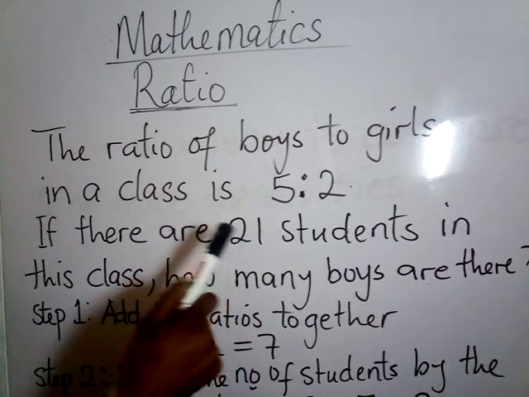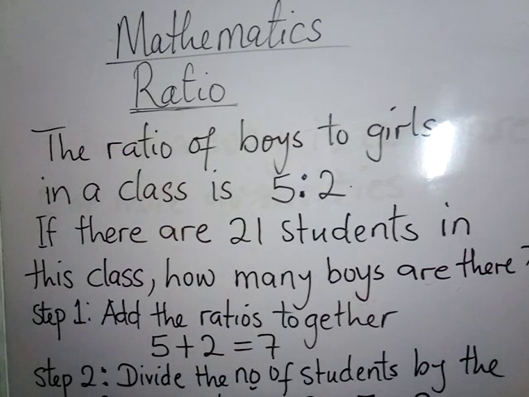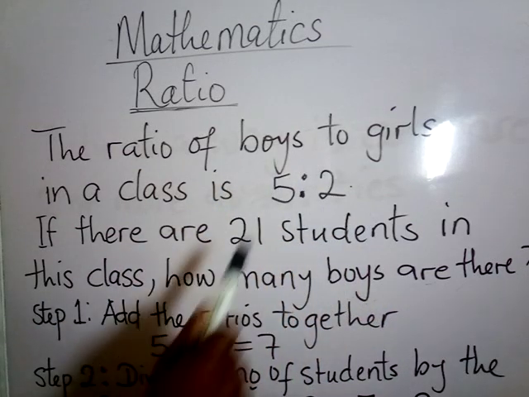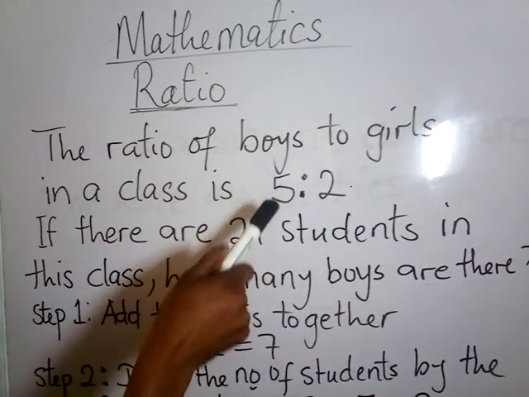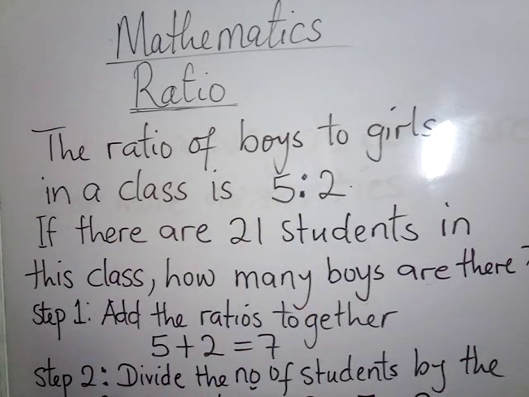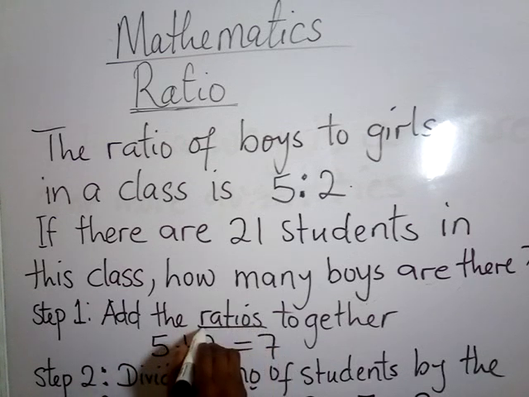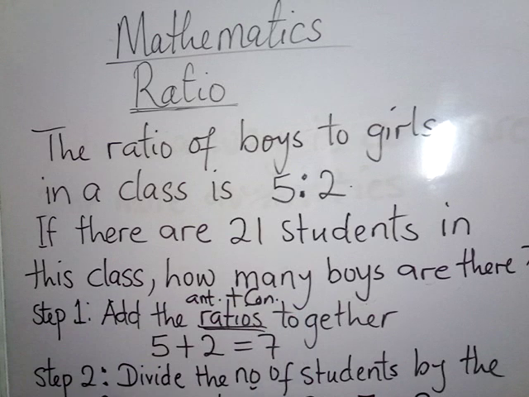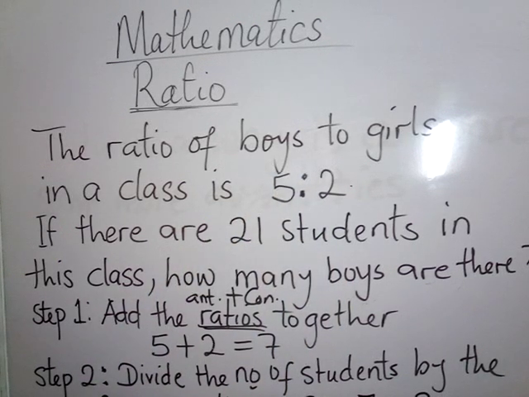So if all the students in this particular class are 21, how do you know the number of boys and how do you know the number of girls? Whenever you have a problem like this in ratio, what you do is add these 2 numbers together. That is the antecedent and the consequent. So you add them together. That is the very first step. So you have 5 plus 2.